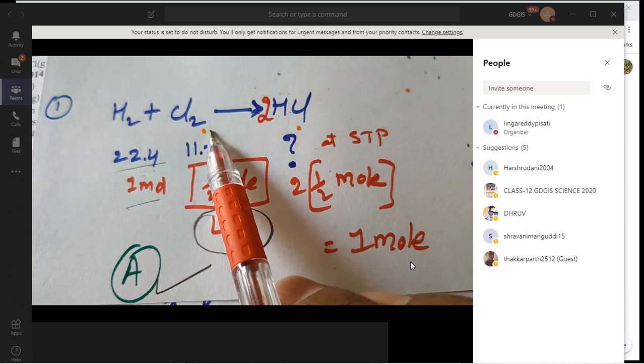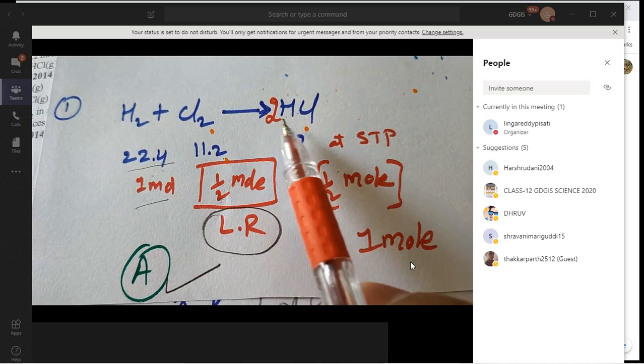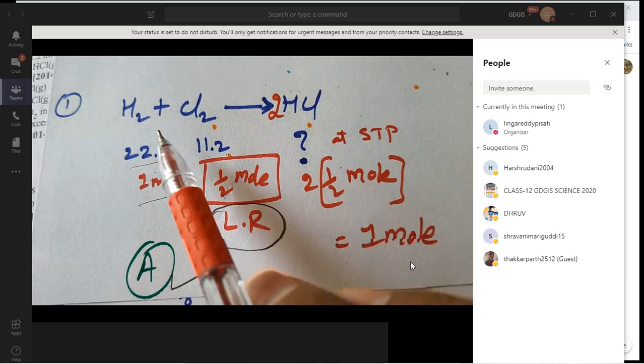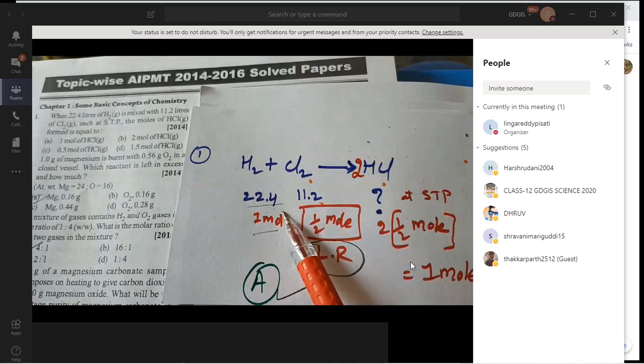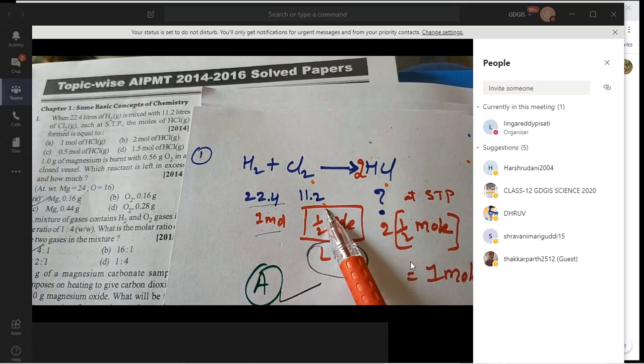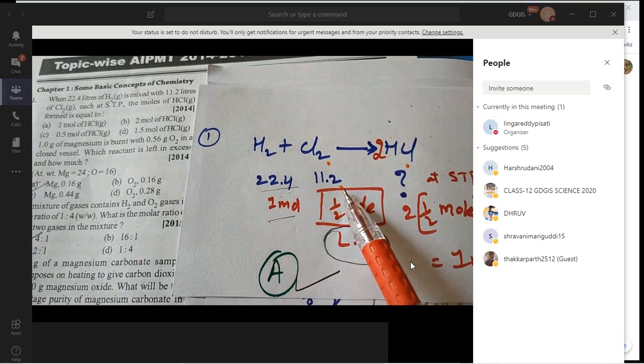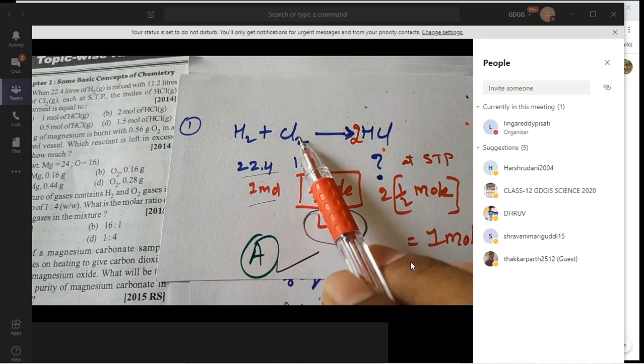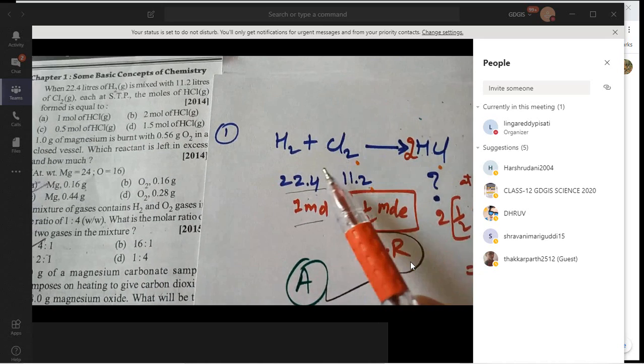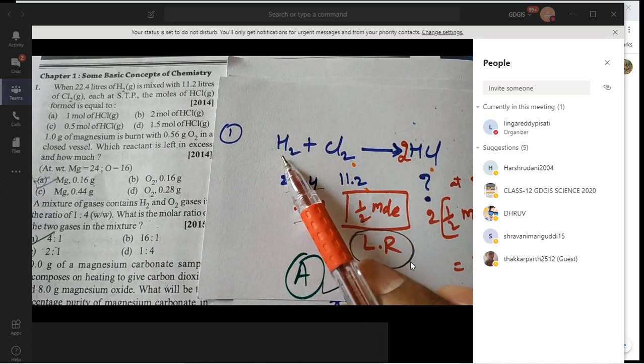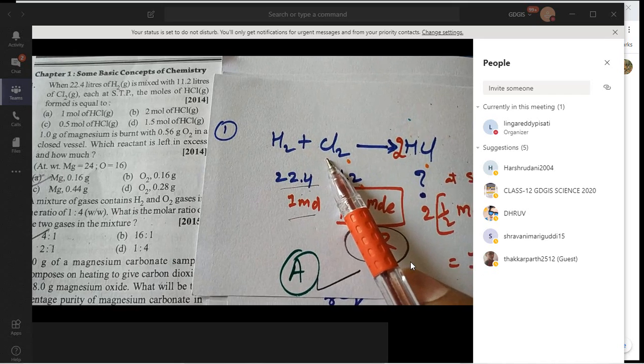Hydrogen plus chlorine gives us 2HCl. Hydrogen given is 22.4 liters, chlorine given is 11.2. See, according to the balanced equation, 1 mole of hydrogen reacts with 1 mole of chlorine to produce 2 moles of HCl.